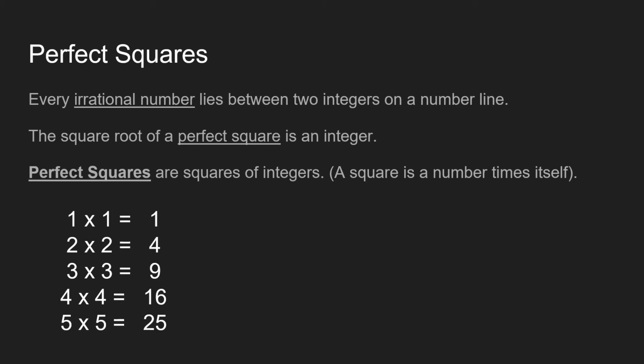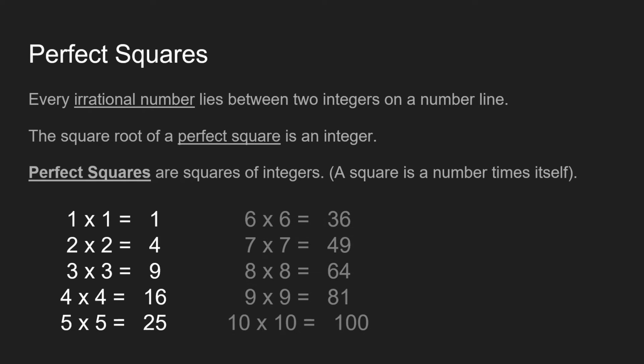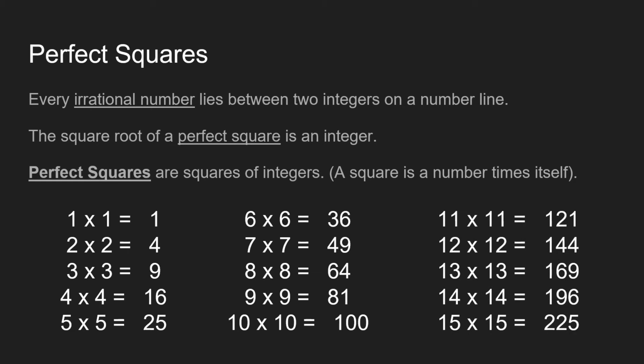Now you'll see the first 5 perfect squares on the bottom of your screen. Noting that perfect squares are squares of integers, so 1 times itself is 1, 2 times itself is 4, and then so on and so forth. The second column has the perfect squares for 6 through 10. And this last column has the perfect squares for integers 11 through 15. These first 15 perfect squares are the ones you see most often in problems, so it's important that you get to know them and memorize them.